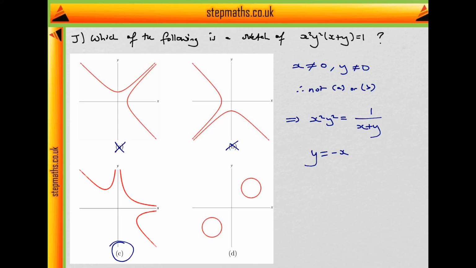Another way of looking at this is that, well, clearly x squared y squared is positive, and this must be equal to 1 over (x plus y). So you require that 1 over (x plus y) is strictly greater than 0. And well, this region here does not correspond to that, because here we have x plus y is not strictly greater than 0. So this cannot be the answer. So we're left with the only possible option, which is C.